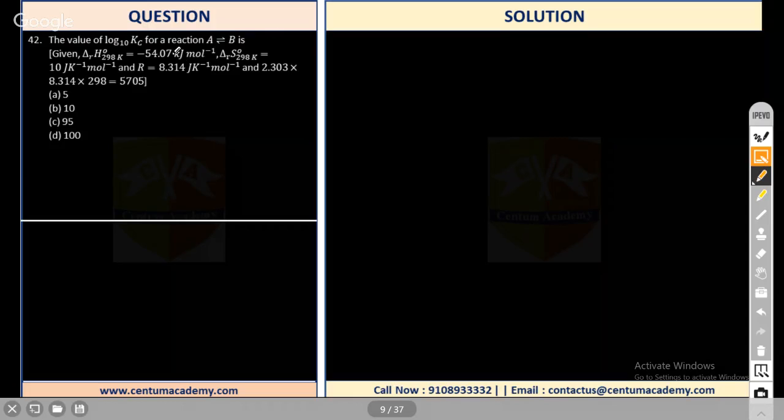See, this is also a formula based question. Log Kc we have to find out. Del H and del S for the reaction is given. So we know the relation of delta G naught is equal to delta H naught minus T delta S naught. Since we have to find log Kc, we'll substitute this del G in terms of Kc, and the expression will be minus 2.303 RT log of Kc is equal to delta H naught minus T delta S naught.